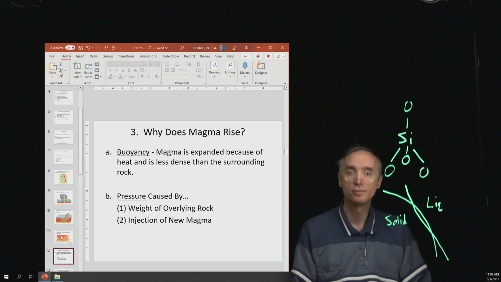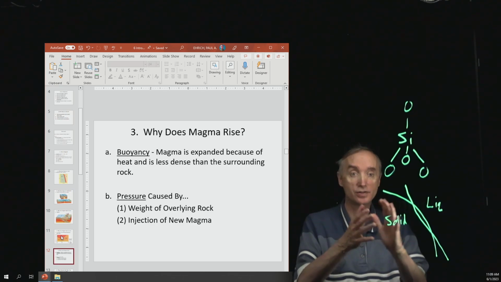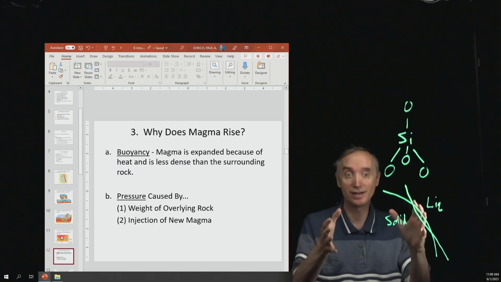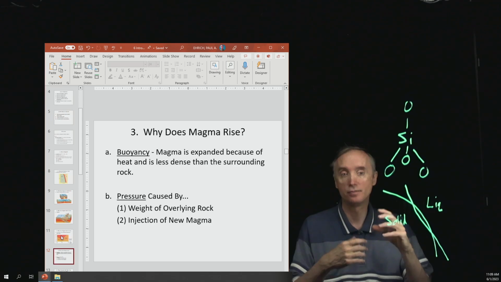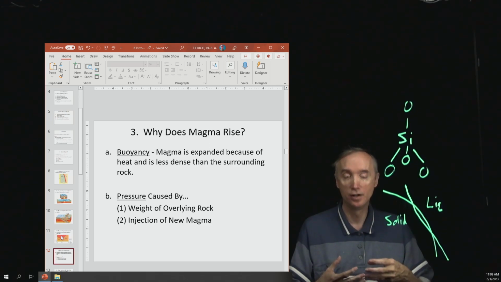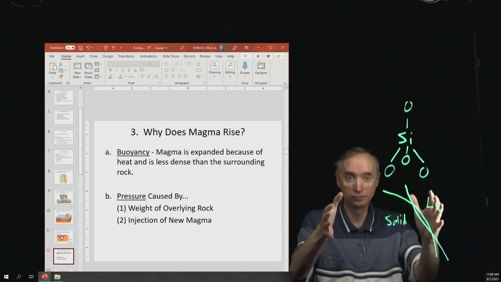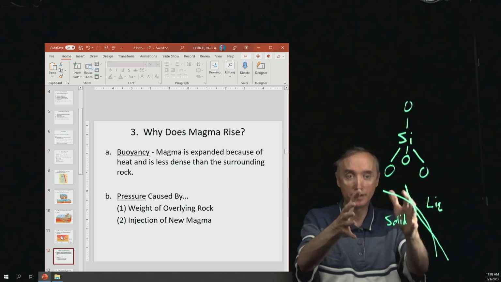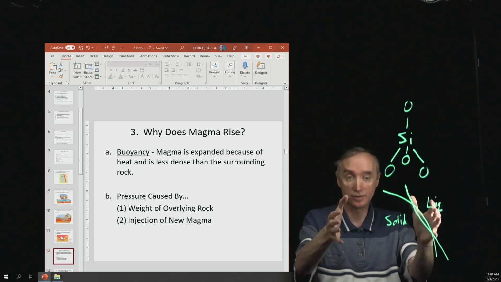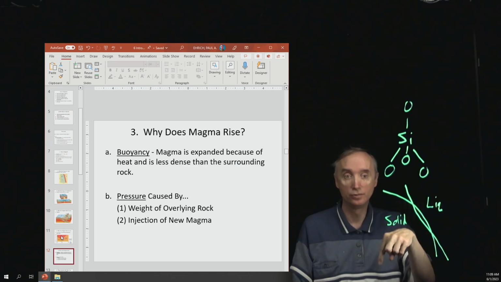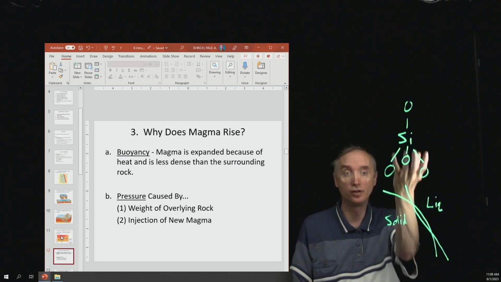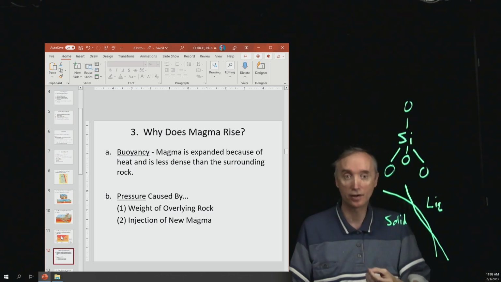So why does magma rise? Okay, first is that as the magma gets heated, it expands, and that's going to change its density. Density is the mass of an object divided by its volume. So if this magma expands, then its volume gets bigger, and that means its density goes down, which means that it will float up to the surface, just like oil will float on top of water.